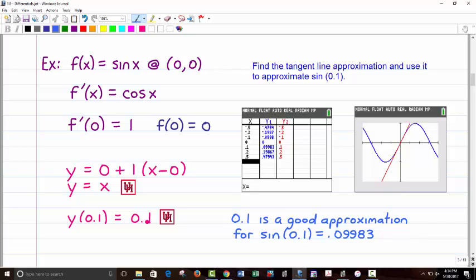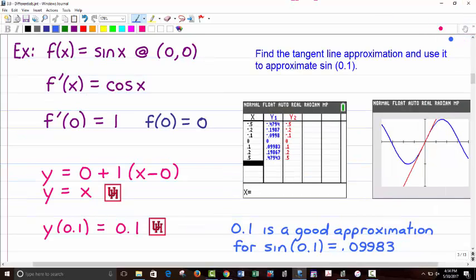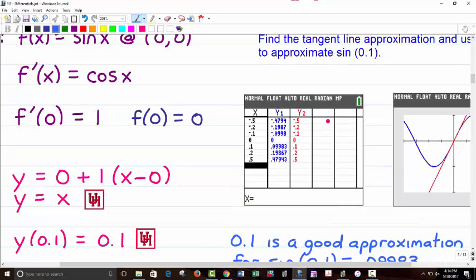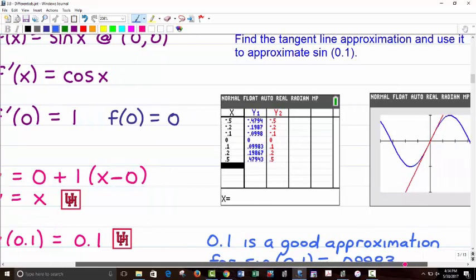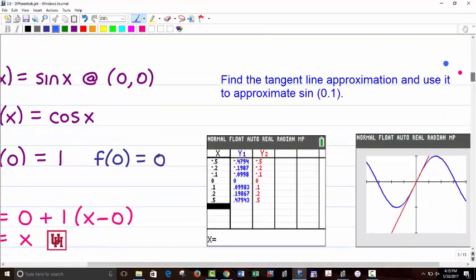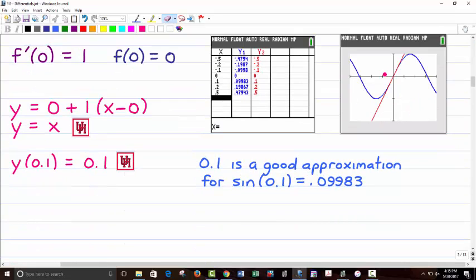Now let's see what the calculator has here. Okay, they have 0.099983. Well, that's pretty darn close to 0.1, so I think our approximation is pretty good, as long as we stay near 0. And I mentioned it right there.